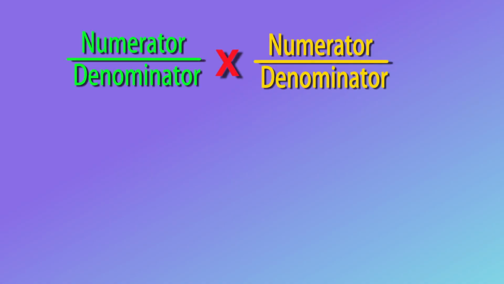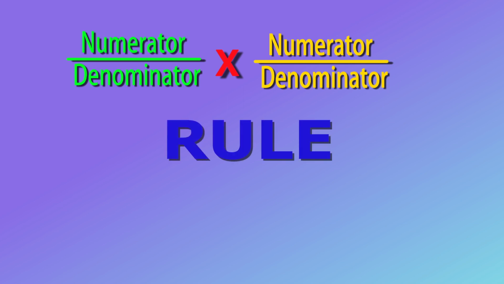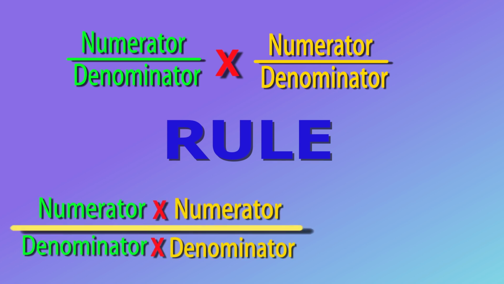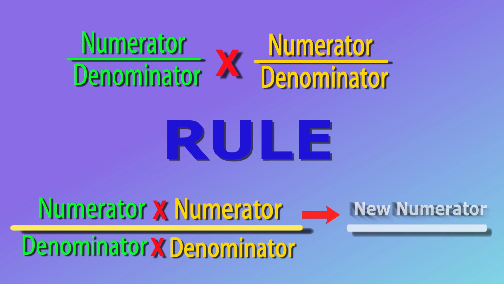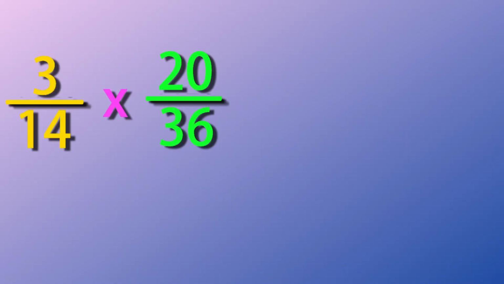Now, there's just one easy rule that you need to know when multiplying fractions, and that's multiply horizontally. Multiply numerators by numerators, and that becomes a new numerator, and then multiply denominators by denominators, and that becomes a new denominator. Sometimes the resulting fraction might need simplifying, or if it's an improper fraction, you'll have to convert it to a mixed number. Let's begin by looking at an example.